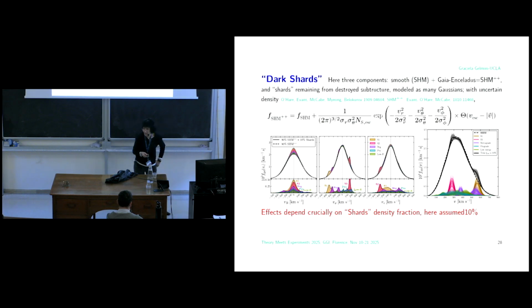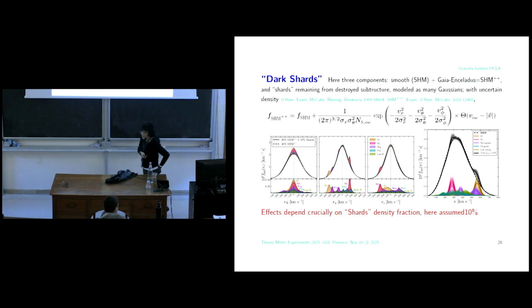Shards. Shards are pieces, right? There are a lot of shards found by Gaia. But of course, the dark matter component of all these destroyed structures is unknown. And so here there is some kind of modeling. First of all, there is a model that is called SHM++. This was done by Evans, O'Hare, McCabe in 2018.